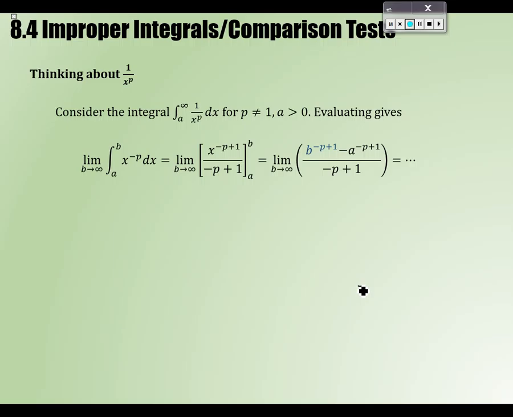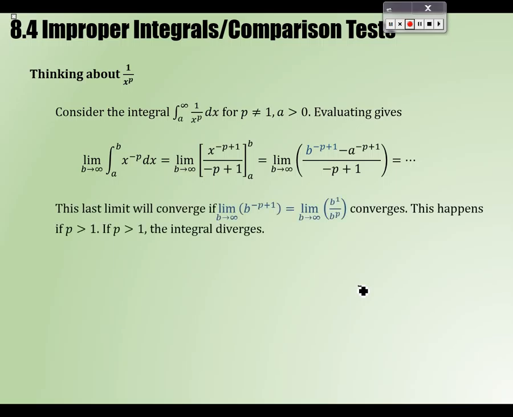We're evaluating that from a to b and taking b to infinity eventually. I didn't even finish the work, because I didn't feel like it. Then I plug in b and a and subtract. Whether this converges or not depends on what p is, on the part I've highlighted in blue. Since this is a limit involving b, I don't care about the other stuff. I just wonder: as b goes to infinity, does b to the negative p plus 1 converge or diverge?